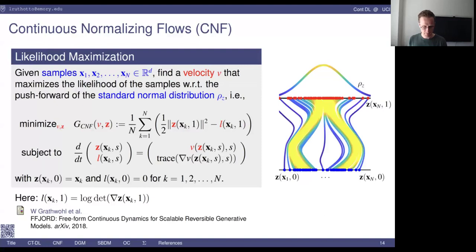This came out of the neural ODE work as a follow-up, and it's been a quite substantial contribution to the generative modeling area. It's still being used. And once you've done it, you can actually have a density estimate for your data X.